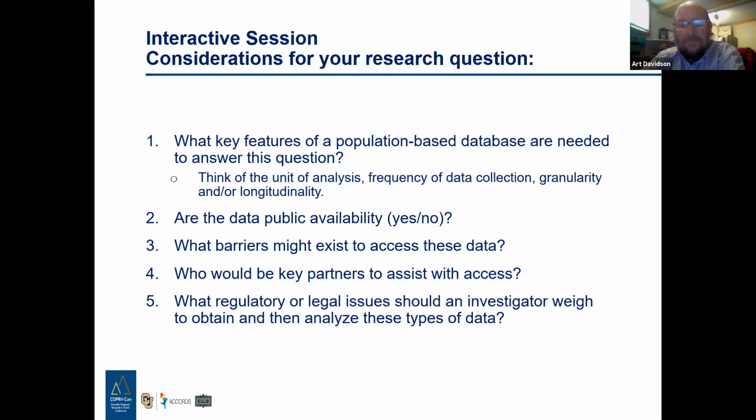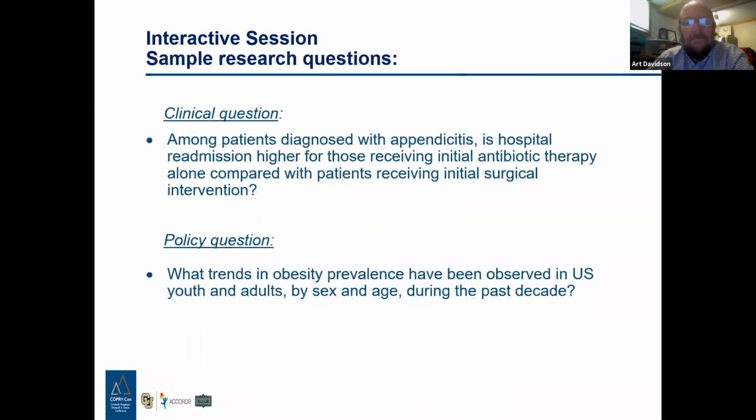So Allie and I did have a couple of questions that we put on the handout, and I'm going to advance to the next slide. There were a couple of questions that we just posed, and these were done without really thinking about the data sets in particular. It was done well in advance of this session. So the first one was, among patients diagnosed with appendicitis, is hospital readmission higher for those receiving initial antibiotic therapy alone compared with patients receiving initial surgical intervention?